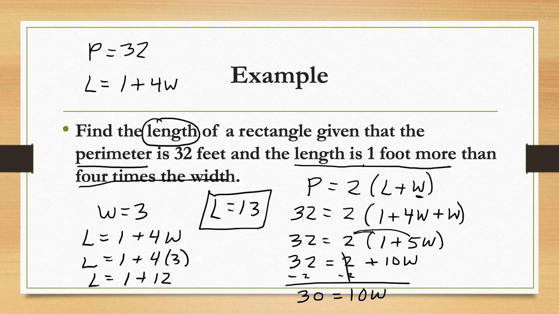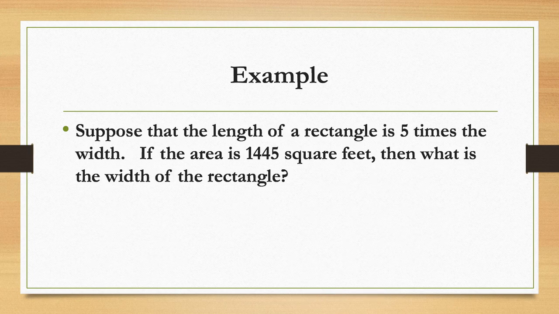Our next problem is going to ask us to find the width of a rectangle. Suppose that the length of a rectangle is 5 times the width. If the area of that rectangle is 1,445 square feet, then what is the width of the rectangle? So in this case, we're being asked to comment on the area. So we know that our formula for area of a rectangle is going to be length times width. We know that the area is equal to 1,445.